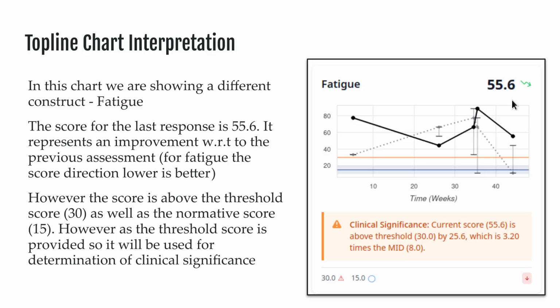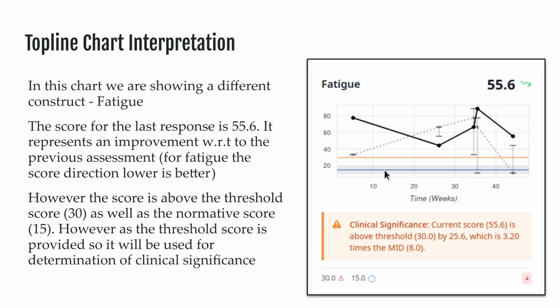This is another example of a top line chart where we are doing the score charting for a symptom scale called fatigue. What is the difference over here? You can see that the score is 55.6. Unlike the previous one, the fatigue scores have declined with respect to the previous one, and this decline is beneficial because fatigue is a symptom score. As indicated over here, a reduction is considered as beneficial.